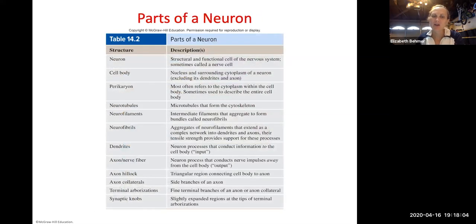These are the parts of the neuron. Again, you guys should know where the synaptic knobs are located and what the cell body is for. Those are the 2 questions in your notes there.